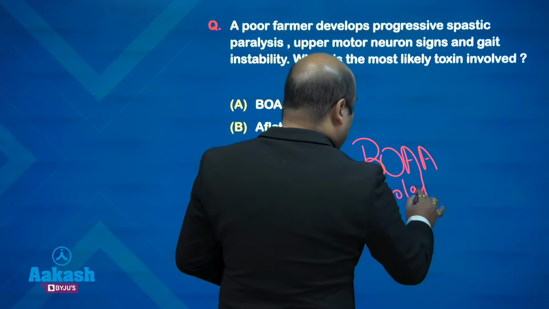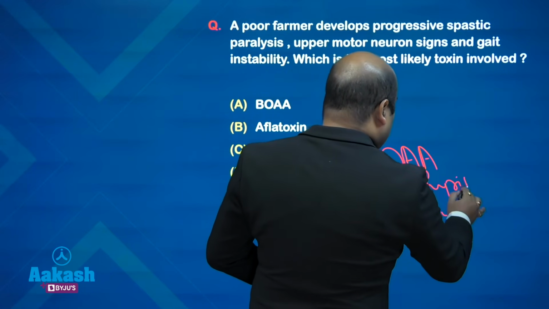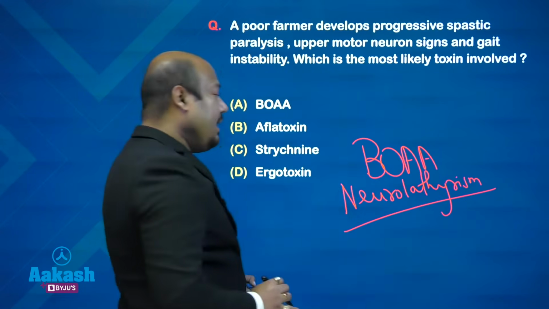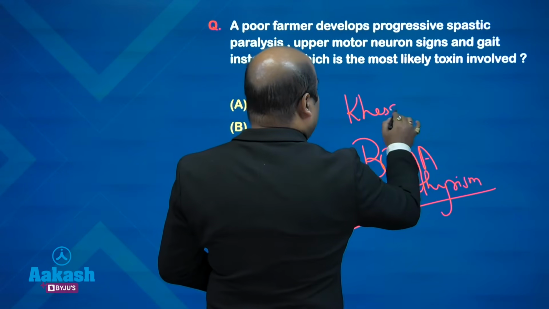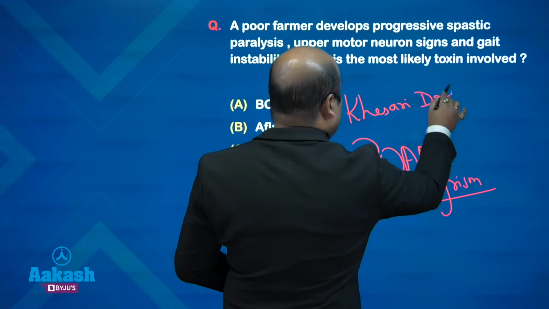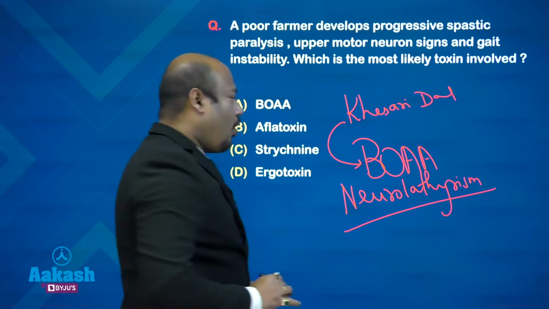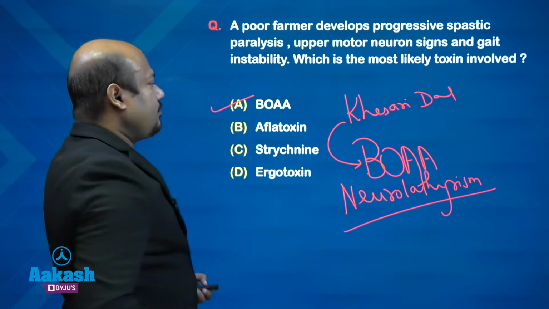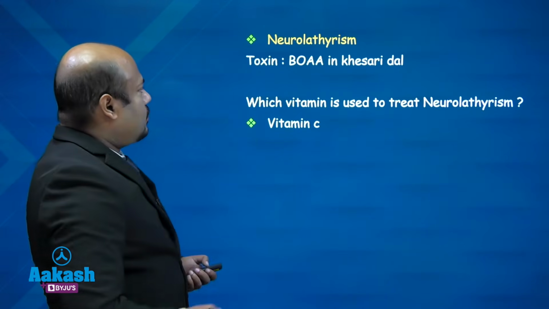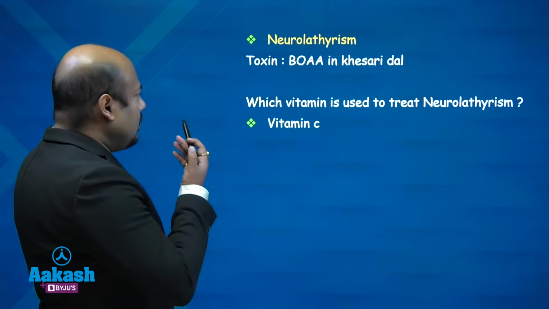Okay, so we know neurolathyrism, it happens due to what? Intake of what? The khesari dal, which has this particular toxin, beta oxalyl aminoalanine, BOAA. Okay, so khesari dal, neurolathyrism.